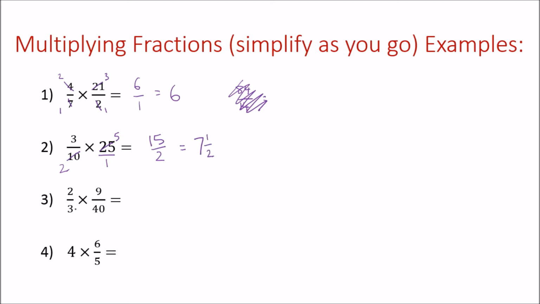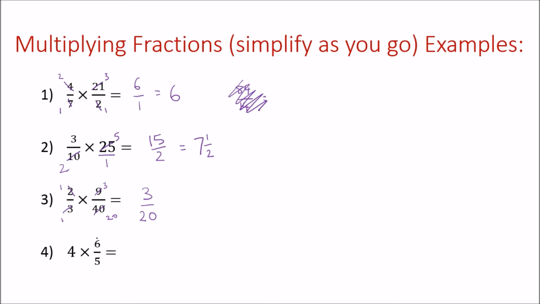Next up we have 2/3 times 9/40. So looking in our bow tie directions, we've got a common factor of 2 here. So there's 1 lot of 2 or 20 lots of 2 and 1 lot of 3 and 3 lots of 3. So 1 times 3 is 3. 1 times 20 is 20. This is in simplest form because 3 is a prime number and we can't divide 20 by 3, so we can't make that even more simple.